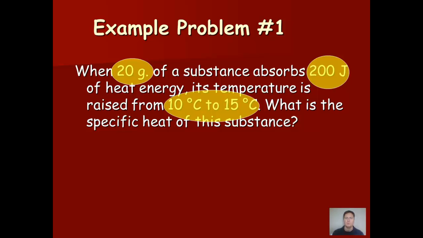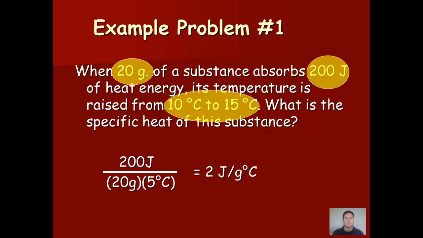Okay, so when we set our equation up, we're going to have 200 joules divided by our mass of 20 grams times delta T. Well, 15 minus 10 is 5, so we get 5 degrees. And multiply this all together, and we get 2 joules per gram degree Celsius. Here's our joules, gram, degrees Celsius. Pretty simple problem. Make sure you copy this down so you'll have examples when we do work more problems in class.